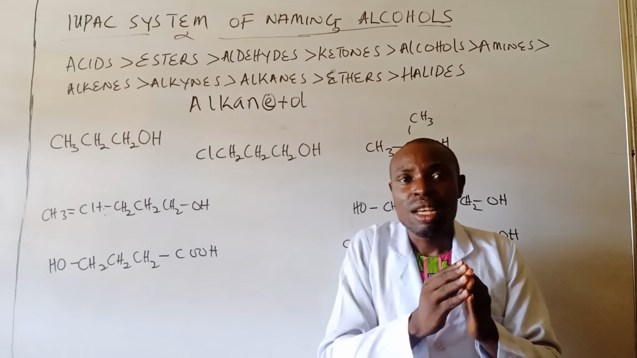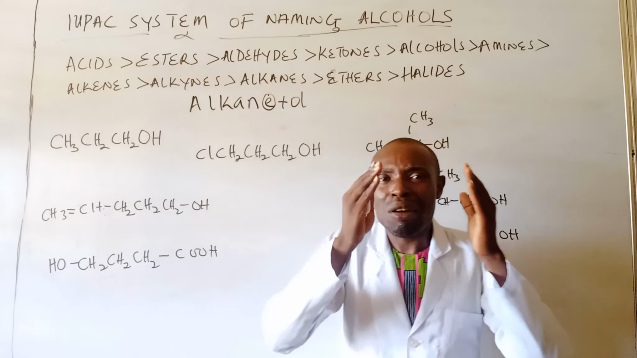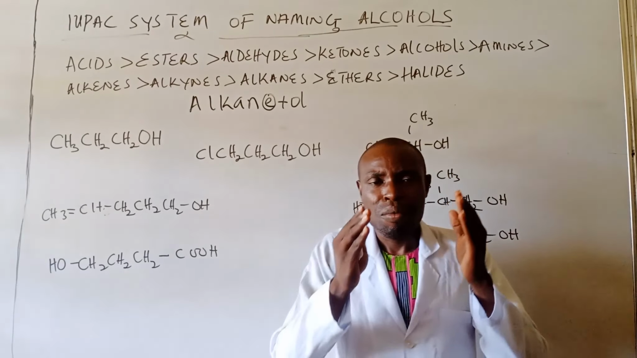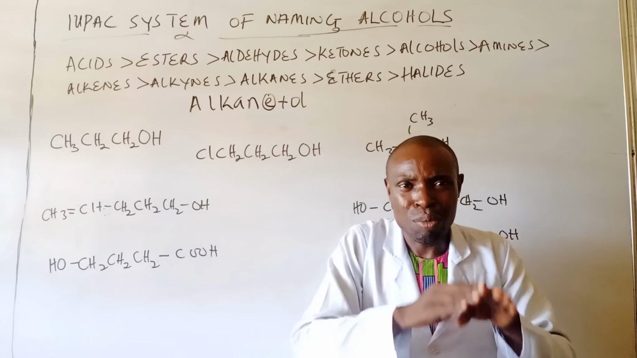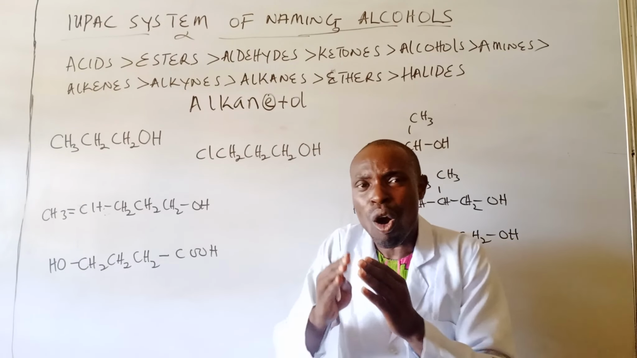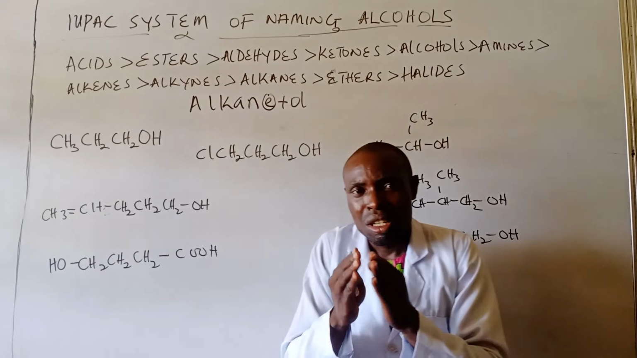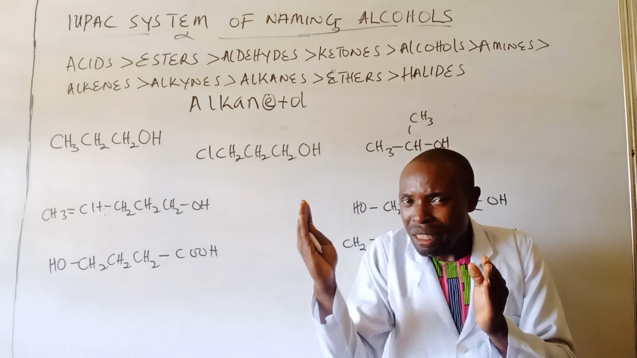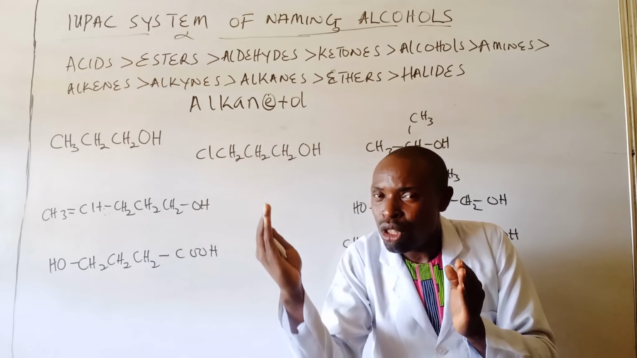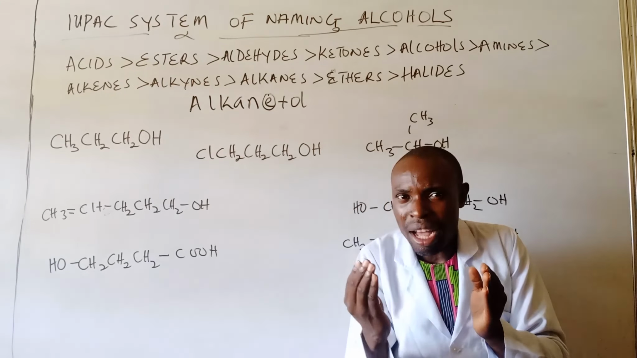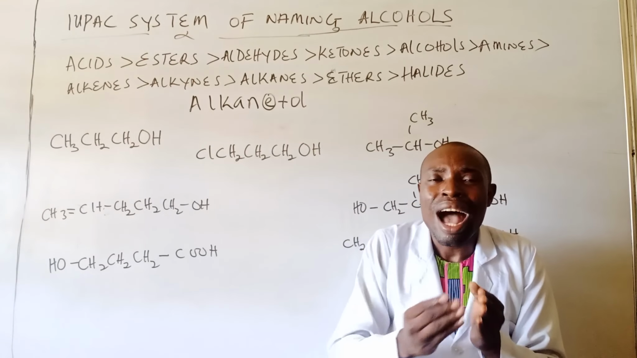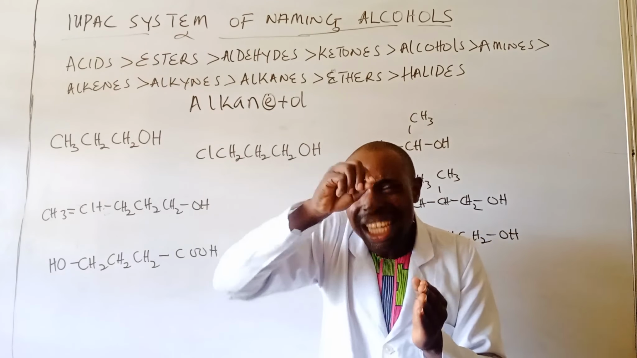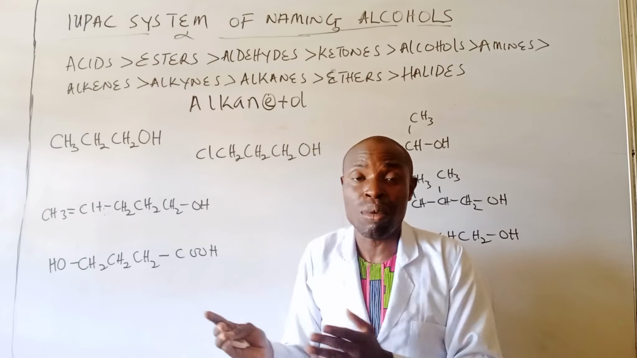So it means that if I am having OH and other substituents that are below the priority of the alkanol, I will start my naming from the side with the shortest possible number to the hydroxy group, and the position of that hydroxy group will be indicated, which we will see in some examples.